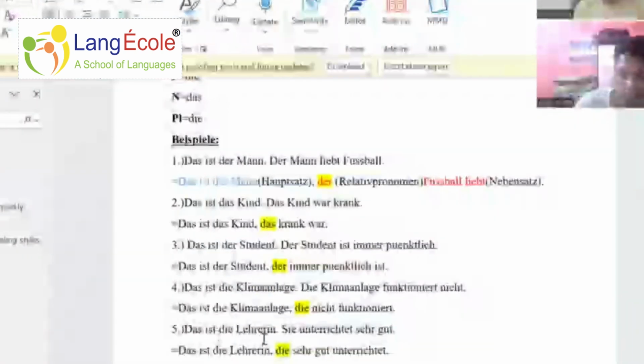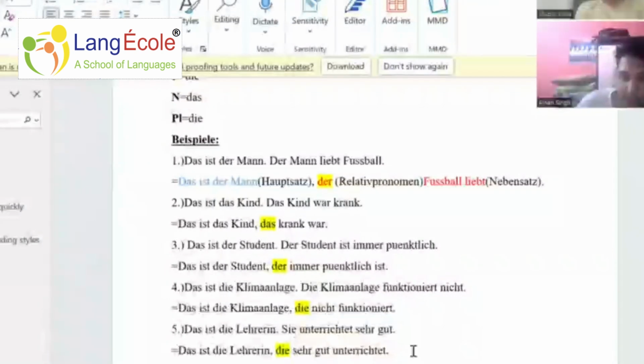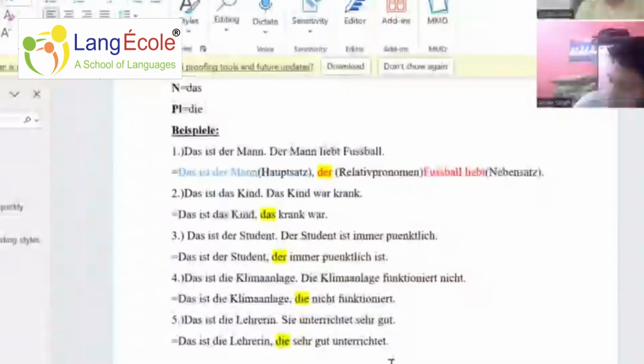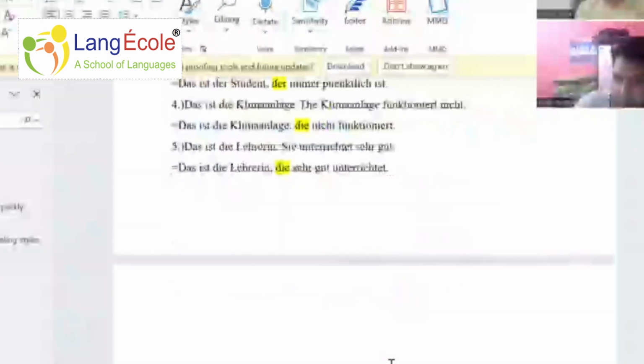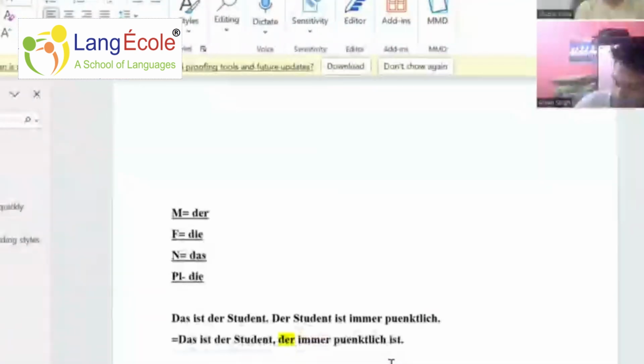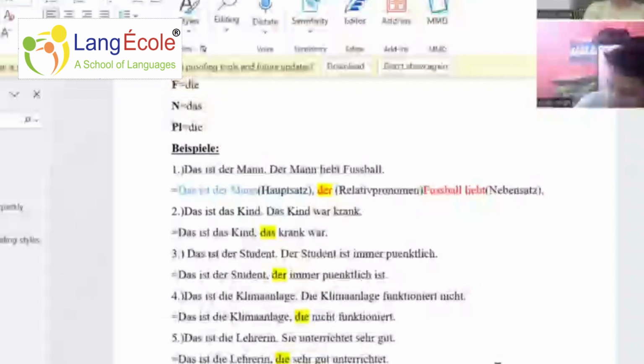Das ist die Lehrerin. Sie unterrichtet sehr gut. This is the teacher. She teaches very good. So the teacher is the common noun here. Das ist die Lehrerin, die sehr gut unterrichtet. Okay, yeah, you can note it down if you want.